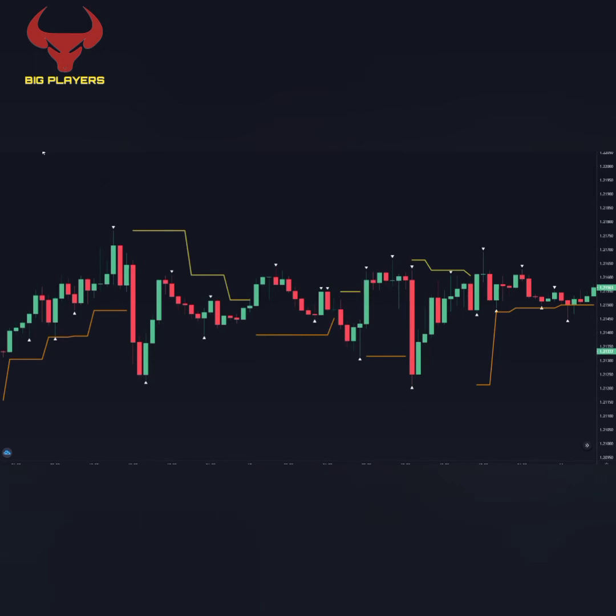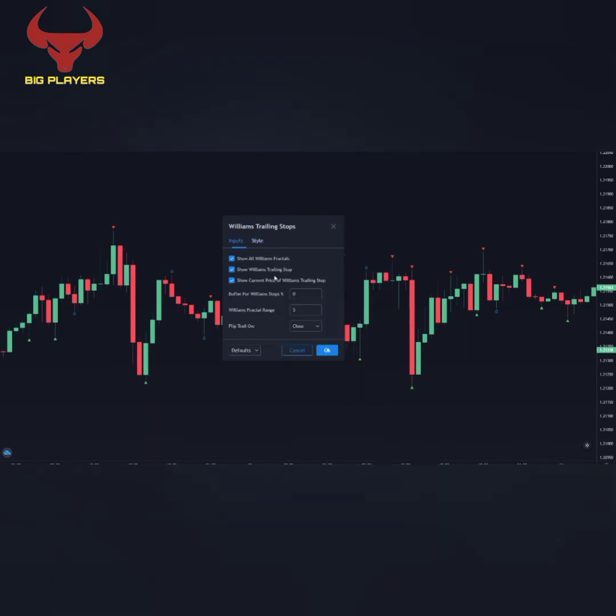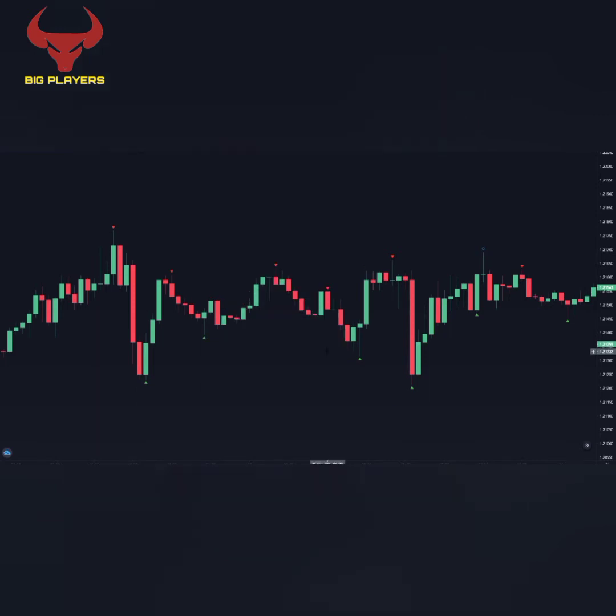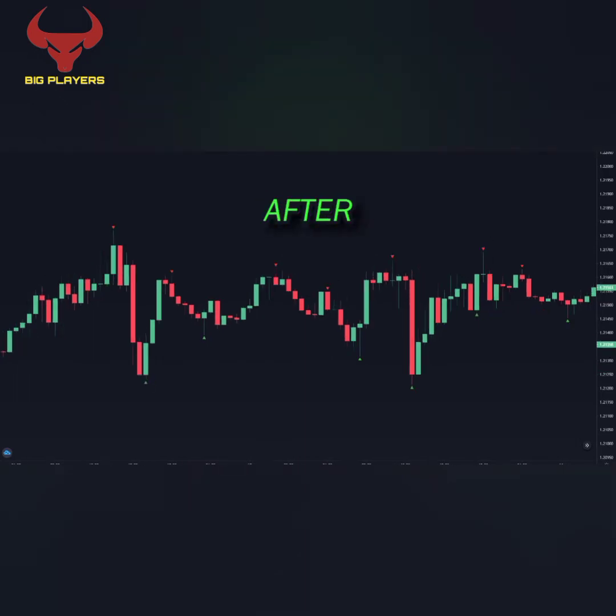So first, we turn off all the unnecessary lines. Next, go to Inputs, and here, we can actually change the value of the range. I like to change this from 5 to 9. So now, a fractal will only appear at the highs or lows of 9 candles, instead of the default settings, which is only 5 candles. And now, you can actually see that most of the unnecessary fractals have been removed, leaving only the main ones, hence making it easier to trade.